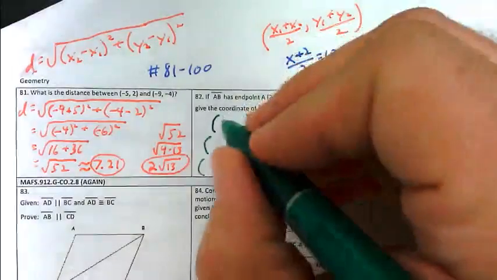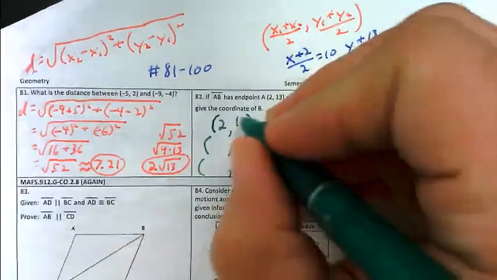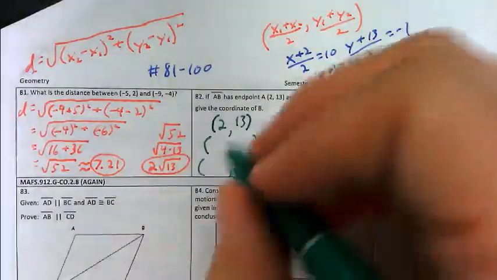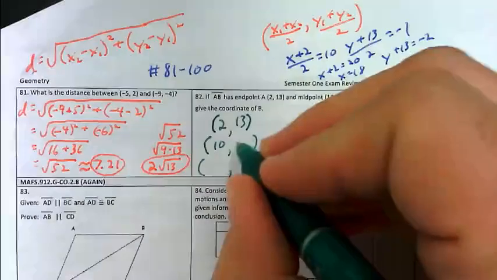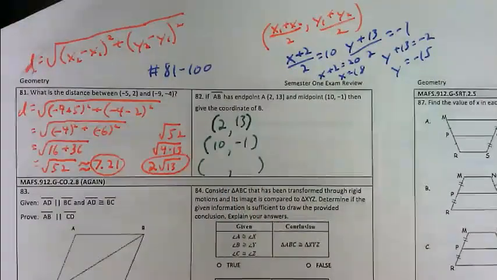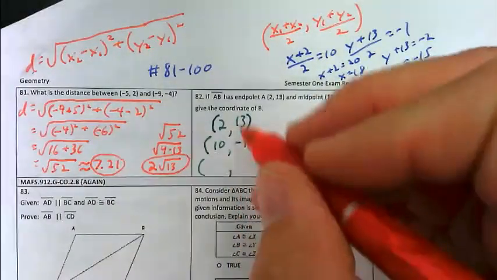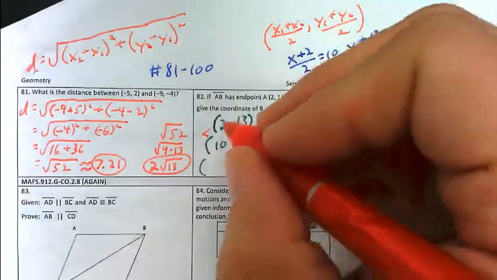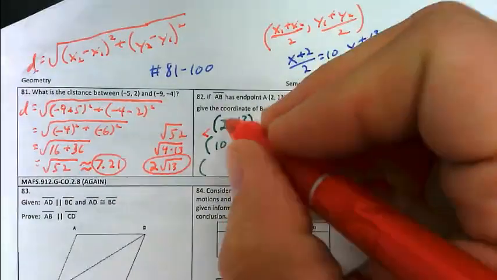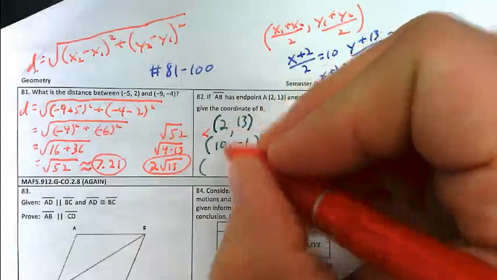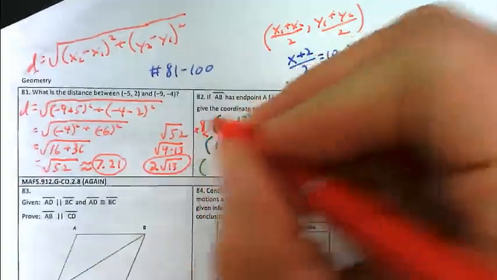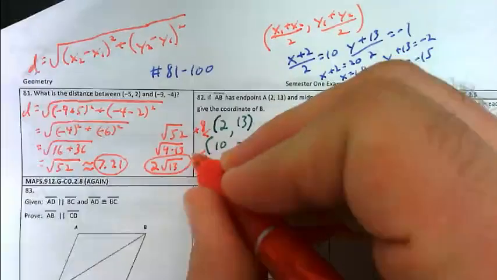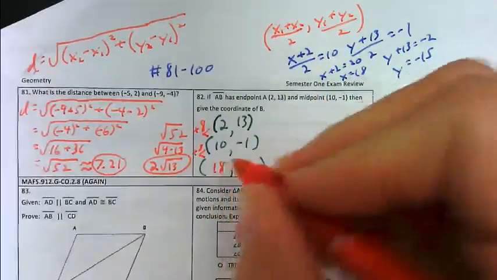So plug these values in. You have 2. You have 13. The midpoint, 10, and negative 1. Well, the midpoint is exactly in the middle of the 2 points. So if you look to see how far did we go to go from 2 to 10, what's the difference there? Well, we went positive 8 units, so plus 8. So add 8 more, and we're now at 18.